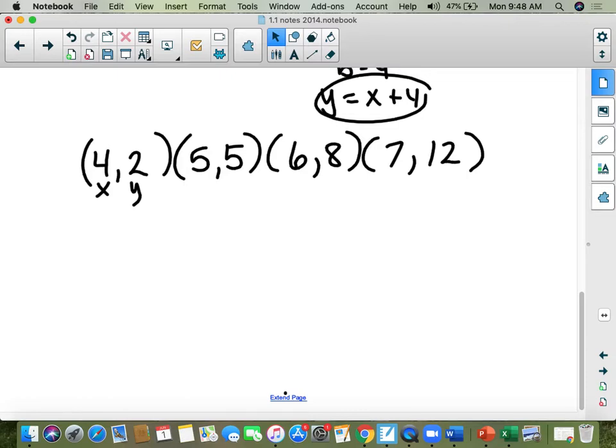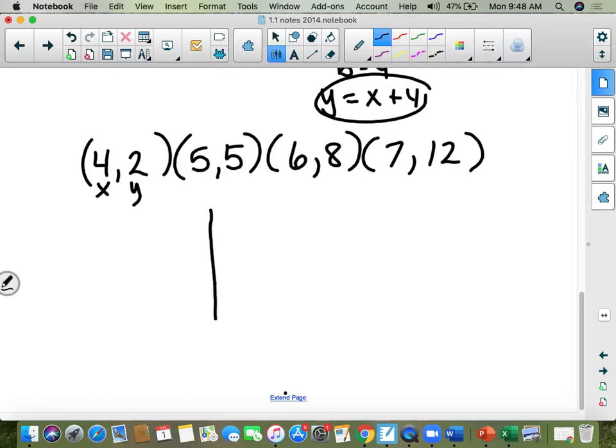What we're doing is finding the closest fit. Here's 4 and here's 2, here's 5, here's 6 and 8, and here's 7 and 12. We're coming up with the most basic equation that would fit these 4 points, and we're going to use your calculator to do this. Now what do we have to do? Go back to stats, go back to calculate, and I want to do a line of regression, which is number 4.